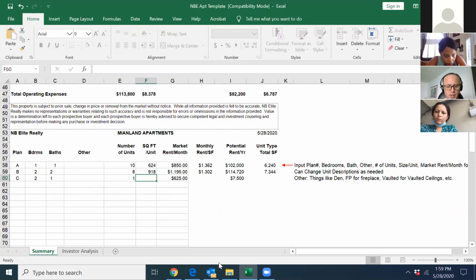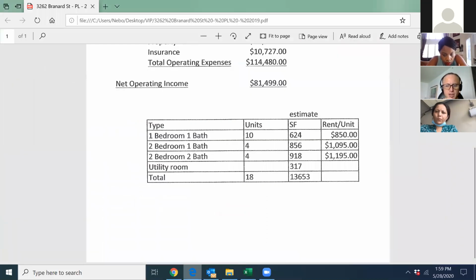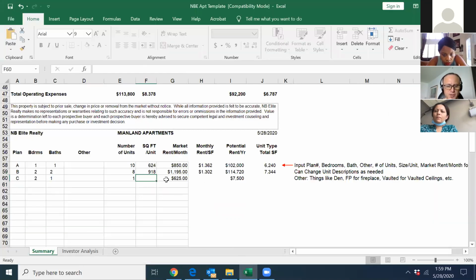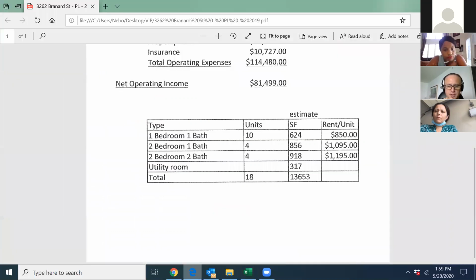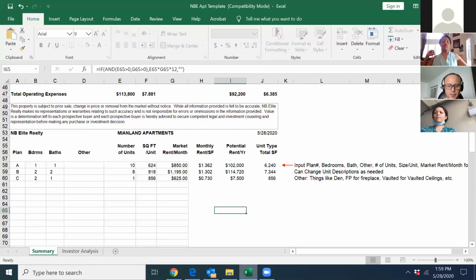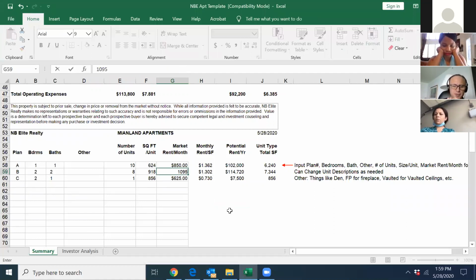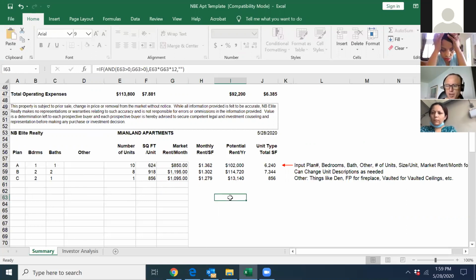Okay, and this one has, let me see how many square feet, 856. Okay, and the price for this one is 1095, okay? Now, oh, I'm sorry, I made a mistake, it's 1195, and here is 1095. Okay, so we put this right now.